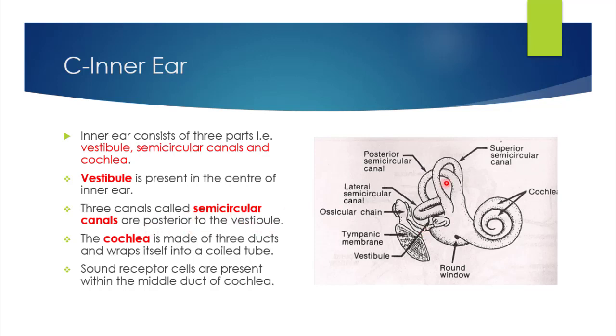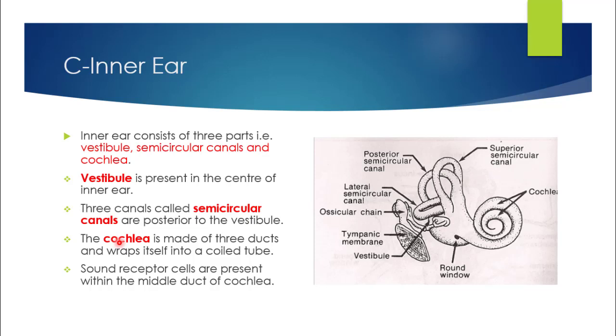As you can see in this picture, there are three different semicircular canals. Number one, lateral semicircular canal. Number two is posterior semicircular canal. And the last one is superior semicircular canal.